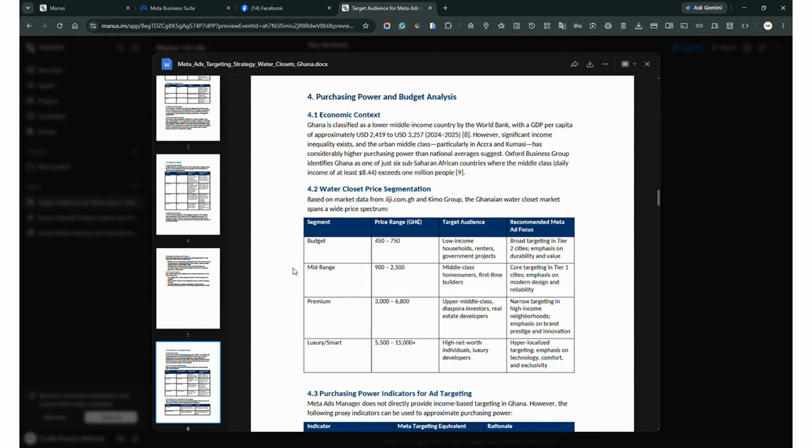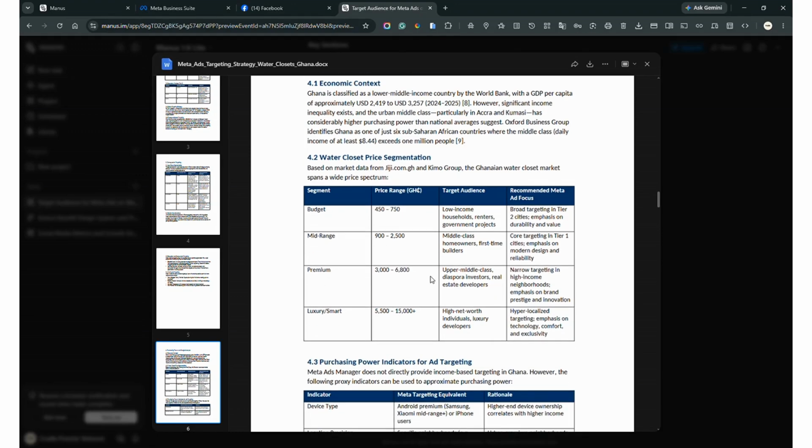We're also looking at the mid range, 900 to 2,500, middle class homeowners, first time builders, core targeting the tier 1 cities, emphasis on modern. You're still giving us some kind of ad focus on Meta. And in terms of the premium, we're looking at 3,000 to 6,000, middle class. I want to get this well. So this is the segment and price range, and the audience to target.